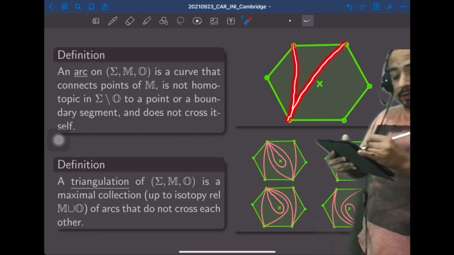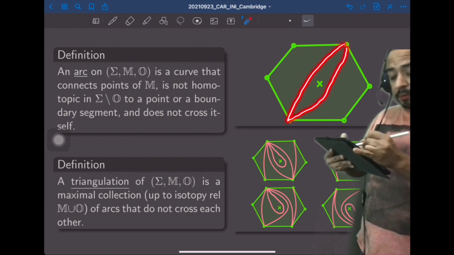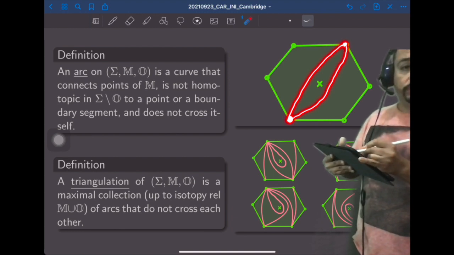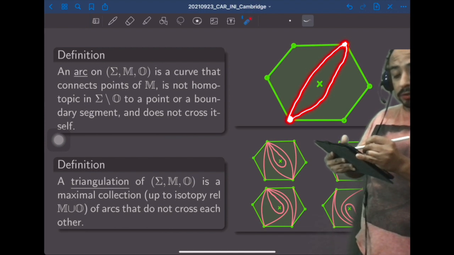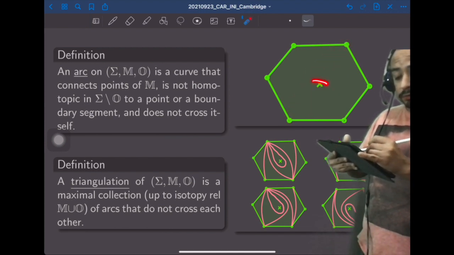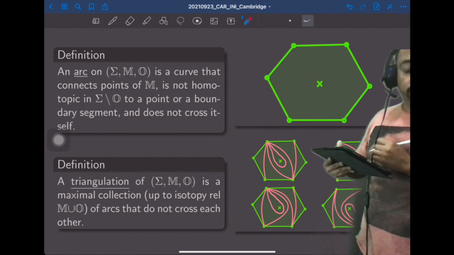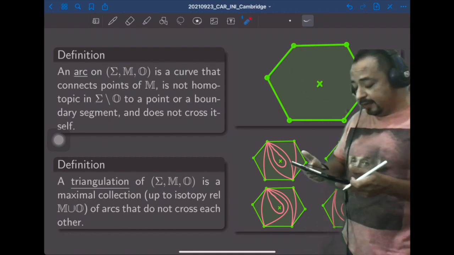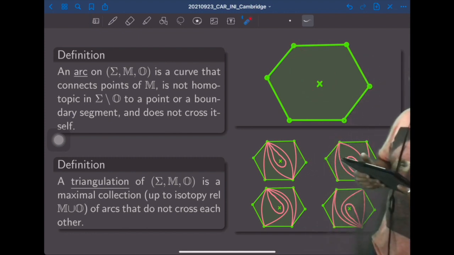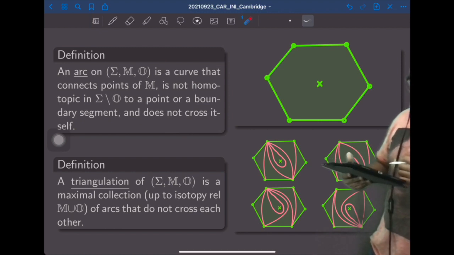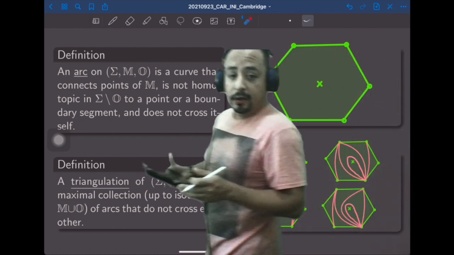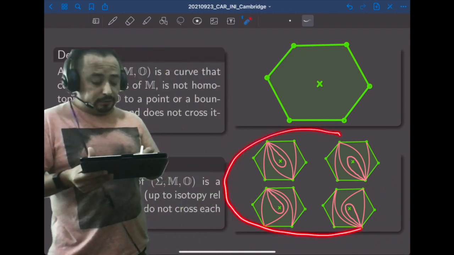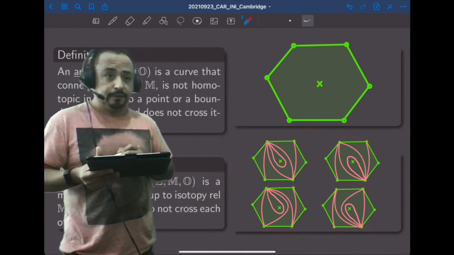This would be another arc, and then for instance, these two arcs would not be equivalent up to isotopy or homotopy, because the homotopy would have to pass through the orbifold point. This would be another example of an arc, right? And then a triangulation is a maximal collection of arcs that do not cross each other, up to isotopy, right? So here you can see some triangulations.